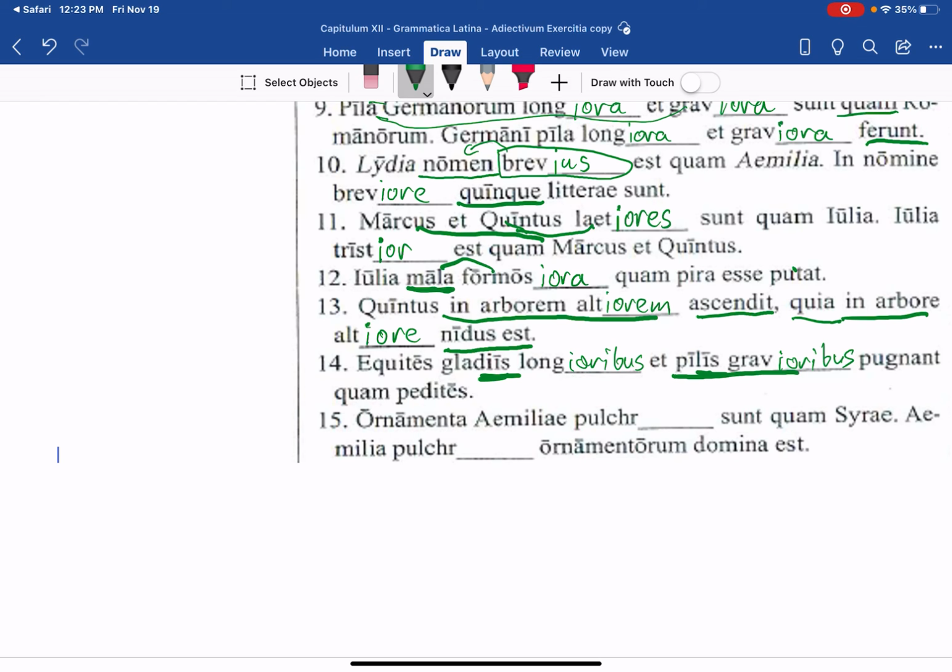Number 15, ornamenta Aemiliae blank sunt quam Sirae, ornamenta pulchriora sunt quam Sirae, Aemilia blank ornamentorum domina est, pulchriorum ornamentorum domina est. So here we have the ornaments of Aemilia are more beautiful than those of Sira. So pulchriora is modifying ornamenta, hence the neuter ending. And Aemilia is the mistress of more beautiful ornaments. So this is pulchriorum is going with ornamentorum. This is the genitive plural ending.